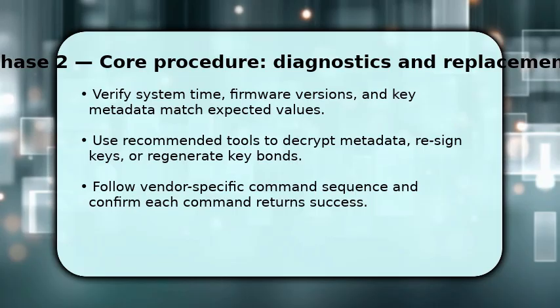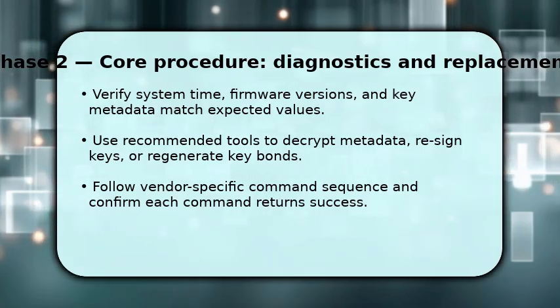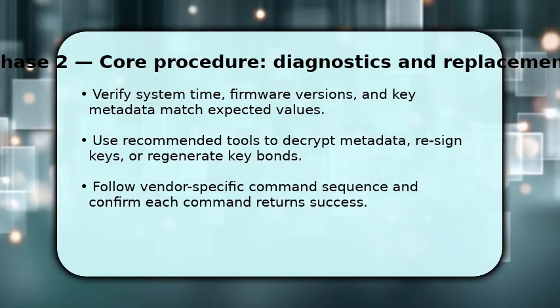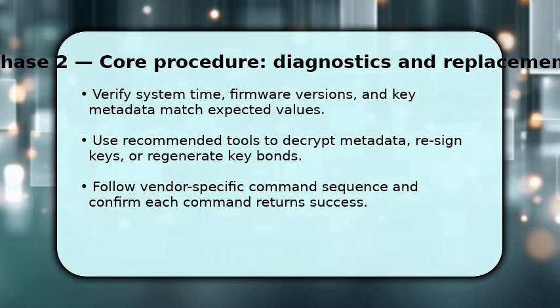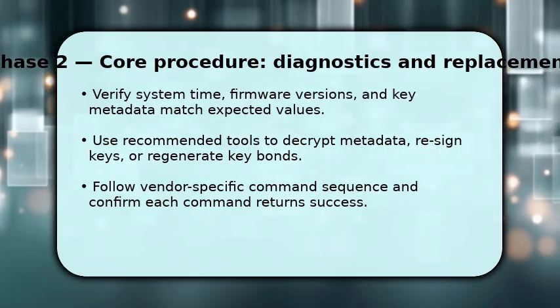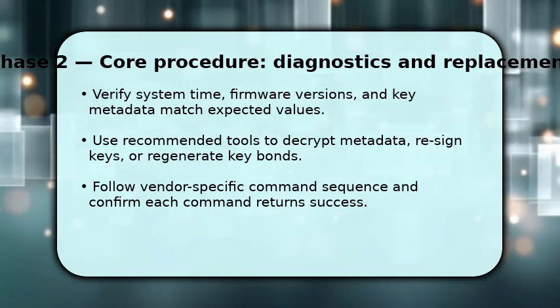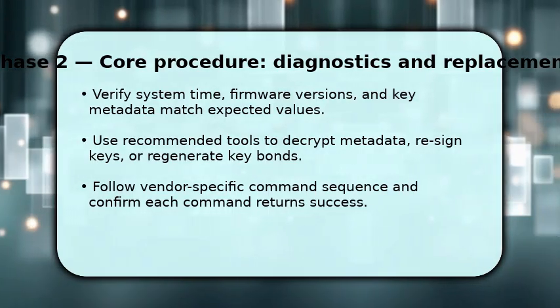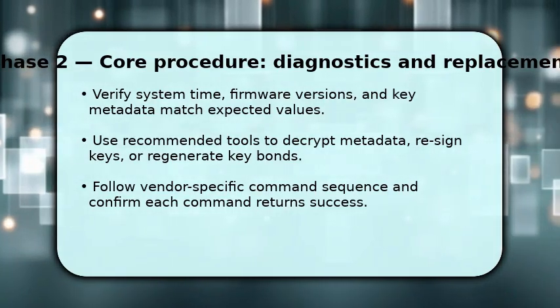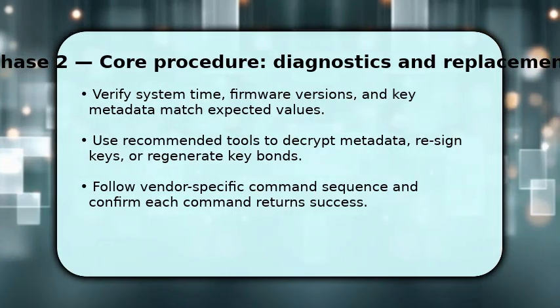Next, use the vendor-recommended tools to inspect and, if needed, decrypt the recovery metadata so you can re-sign or regenerate the key bond. Run the documented command sequence step by step, check each return code, and log outcomes. If a command fails, stop and note the error. Once commands succeed, re-encrypt or store the repaired recovery key in your secure vault.